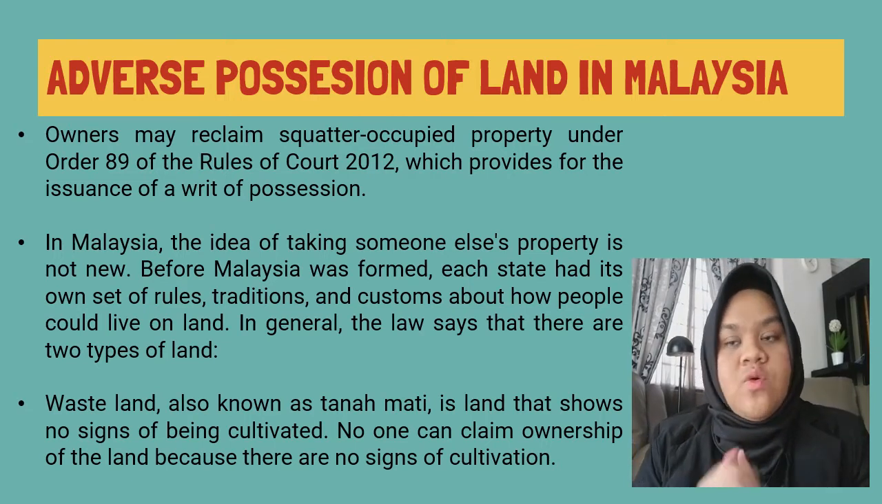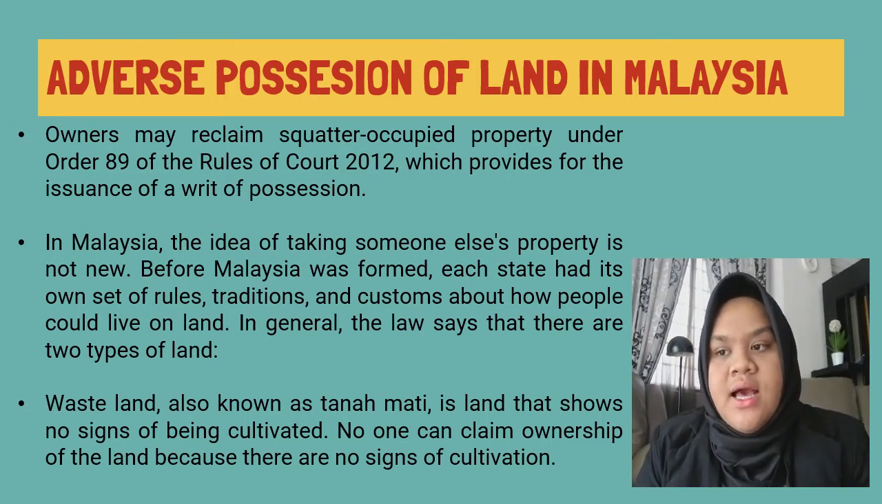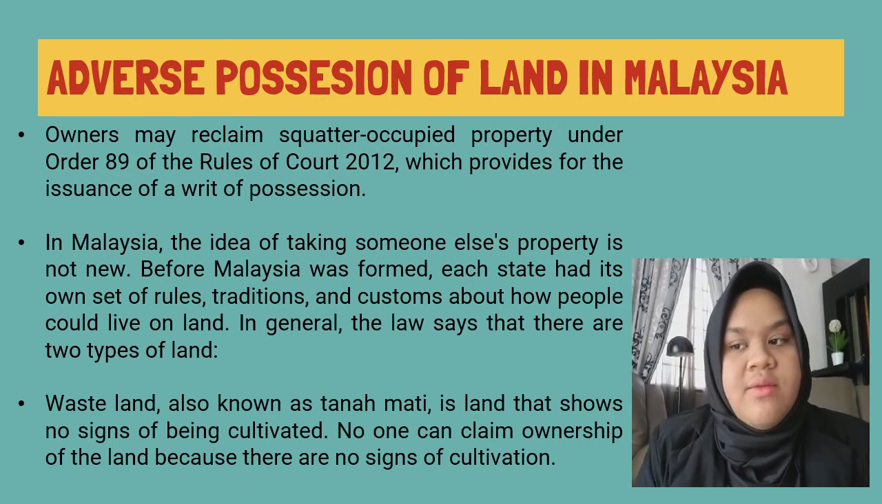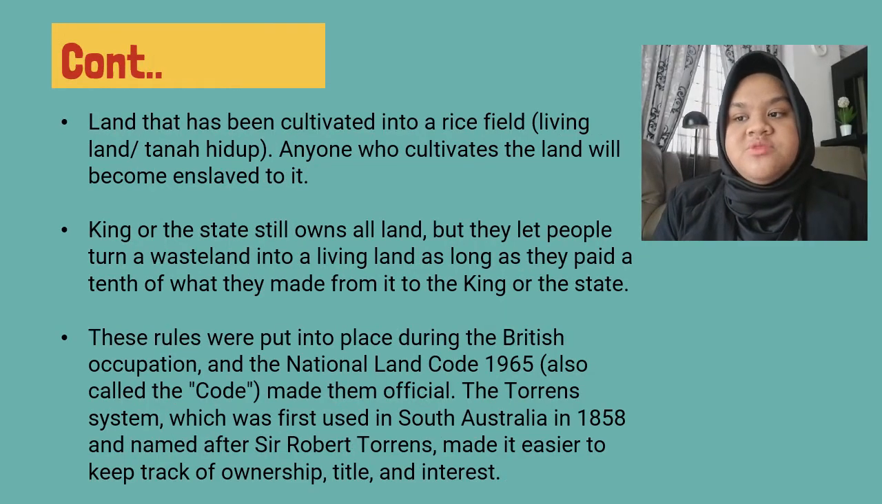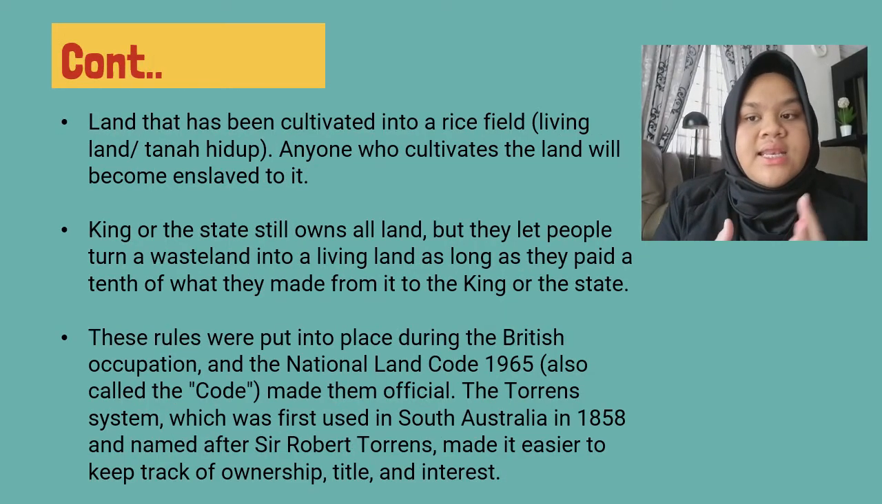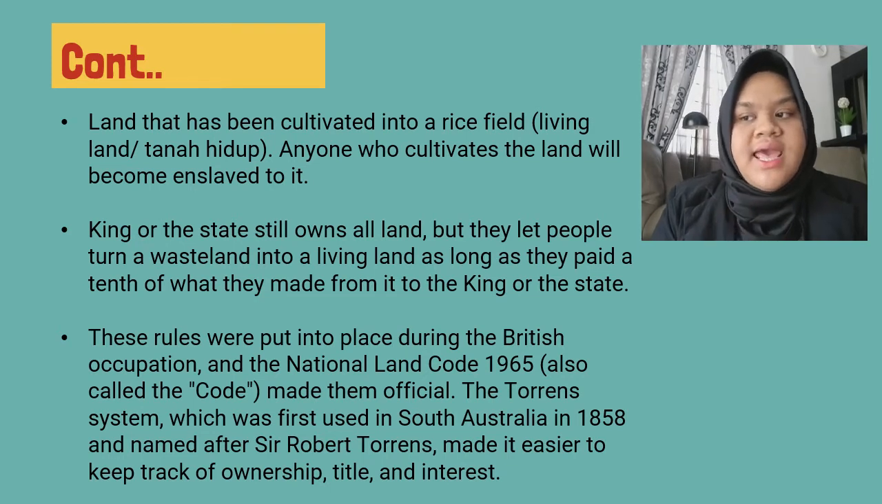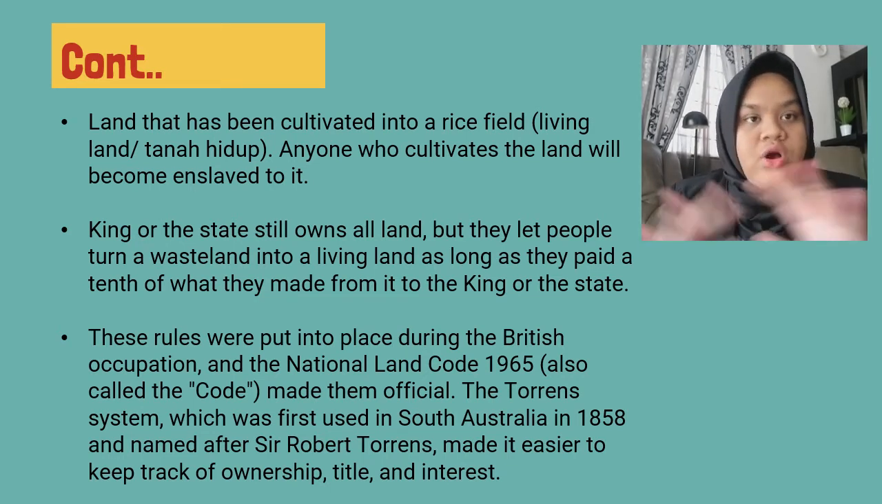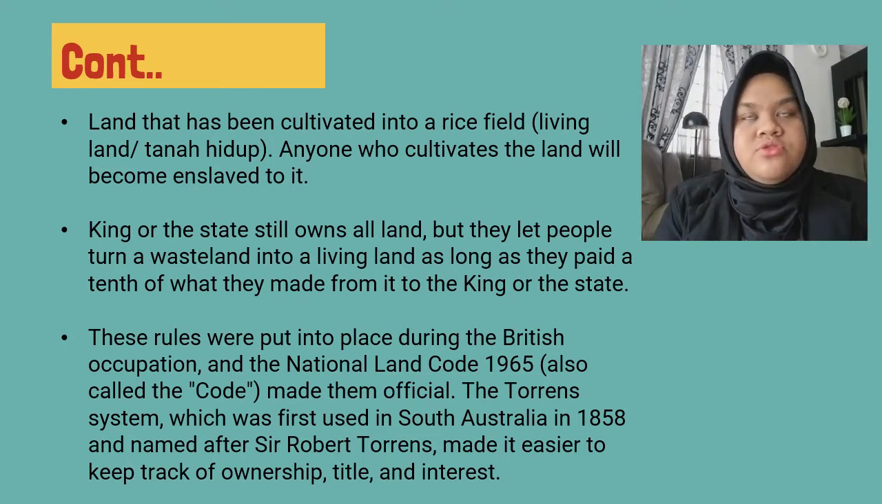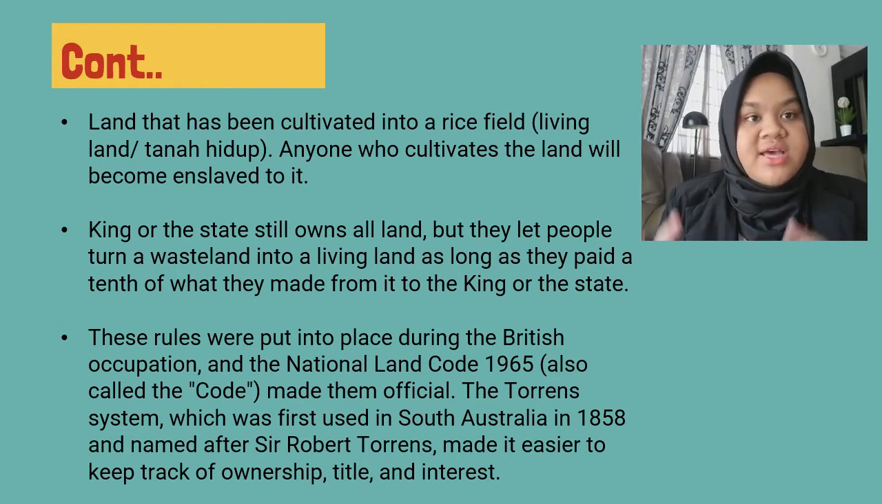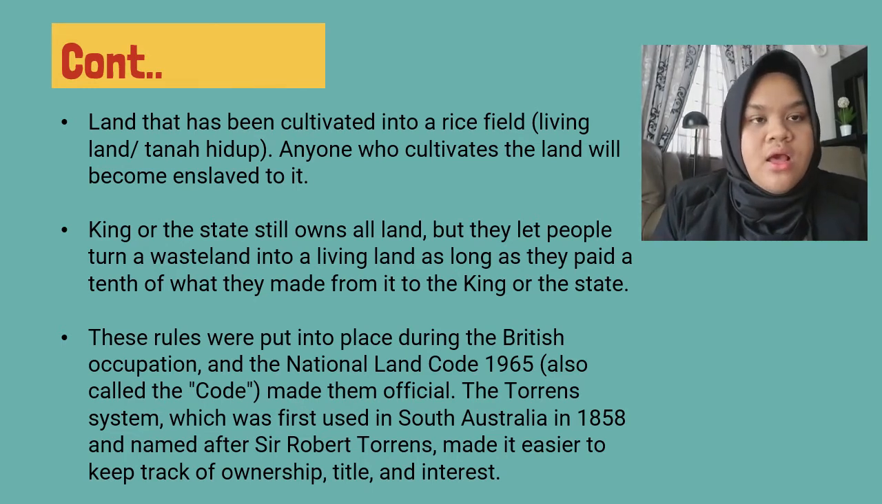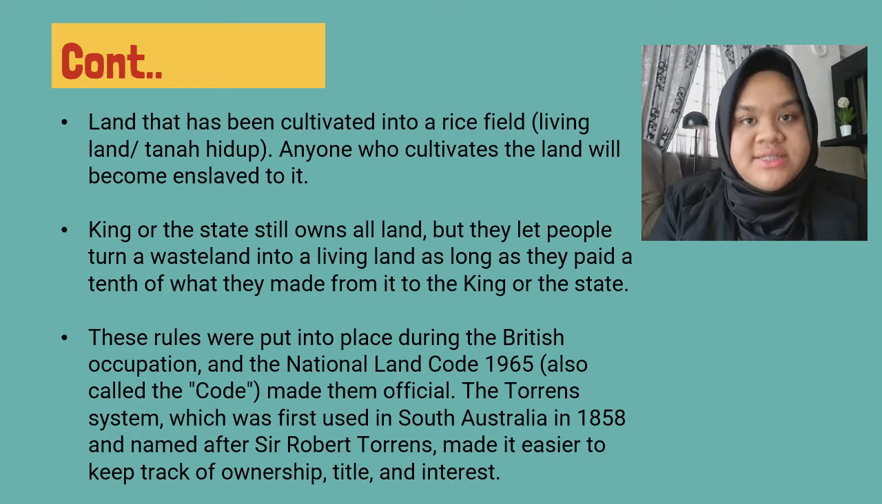In general, the law says that there are two types of land. The first one is wasteland, or tanah mati, that doesn't show anyone has been farming on it. As there are no signs of farming, no one can claim to own the land. Next, land that has been turned into a rice field, or tanah hidup. Anyone who cultivates the land will end up owning the land. The King or the state still owns all the land, but they let people turn wasteland into living land as long as they pay a tenth of what they made from the land to the King or the state.